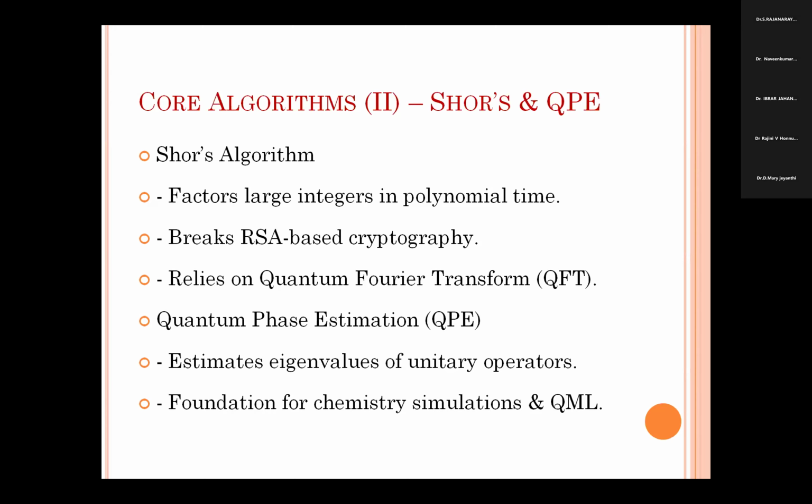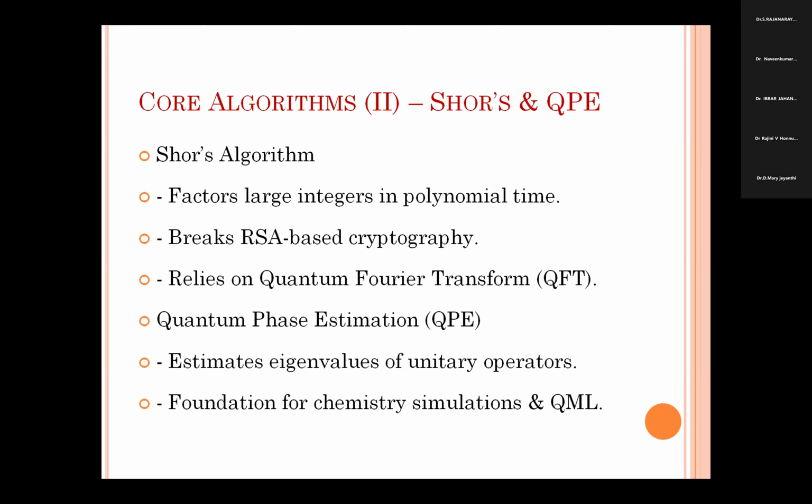Classical post-processing: if r is even, compute the GCD, then return non-trivial factors of n. So what key points do we conclude from Shor's algorithm? It uses the quantum Fourier transform for period finding, then efficiently factors numbers exponentially faster than classical methods. That is the impact of Shor's algorithm. It threatens RSA and other classical cryptography.